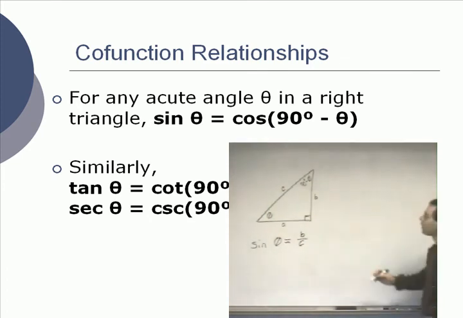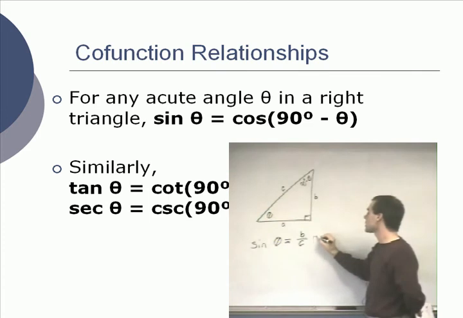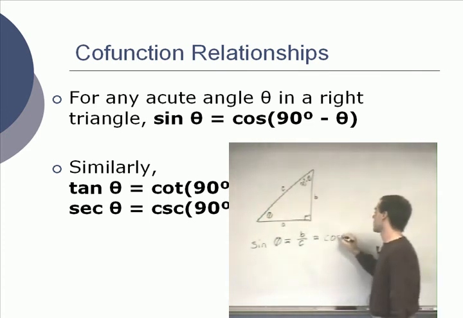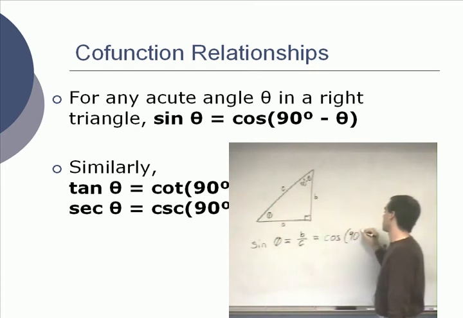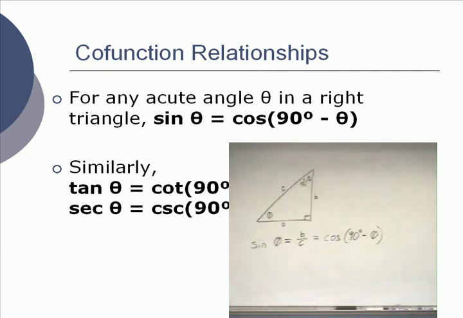Okay. Well, now let's switch our reference. Let's stand at this angle. What is B over C in terms of this angle? It's the cosine now, because B over C from this angle is adjacent over hypotenuse. So B over C is the sine of theta, but it's the cosine of 90 minus theta. The sine of some acute angle is always the cosine of its complement.